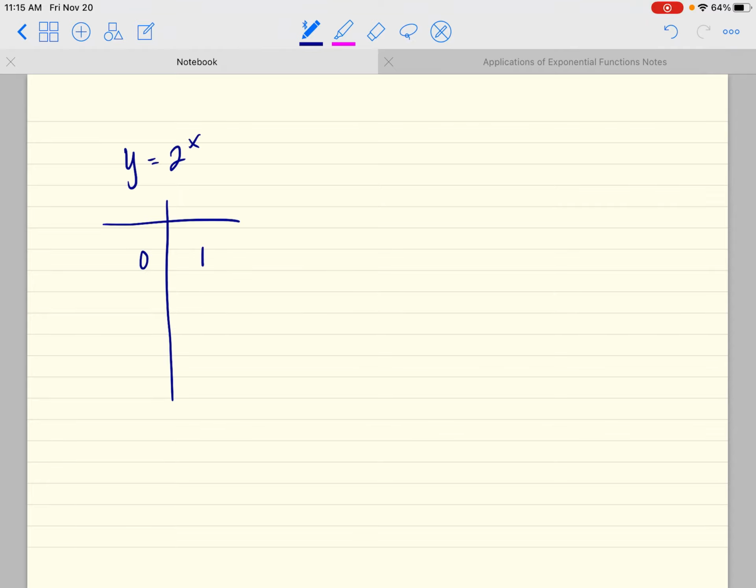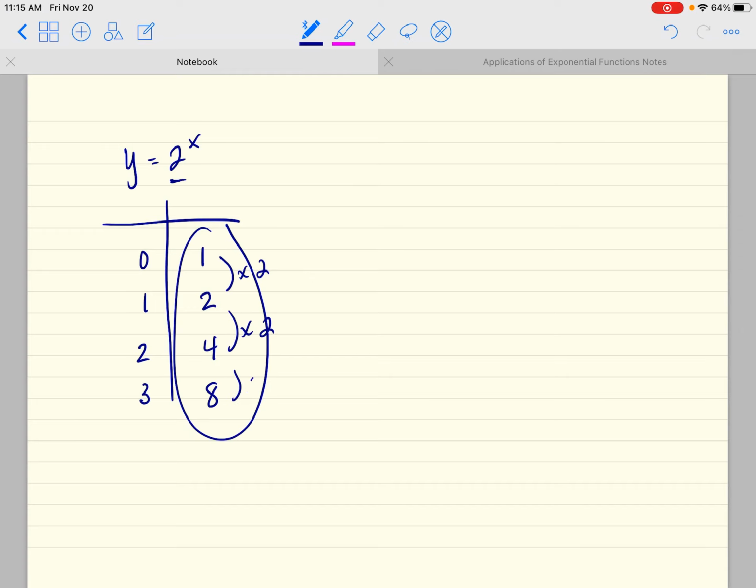Put in a power of 1, we get 2. Put in a power of 2, we get 4. Put in a power of 3, we get 8. And what's happening with our y values here? Because our base is 2, we are multiplying by 2, multiplying by 2, multiplying by 2 to get from one y value to the next.